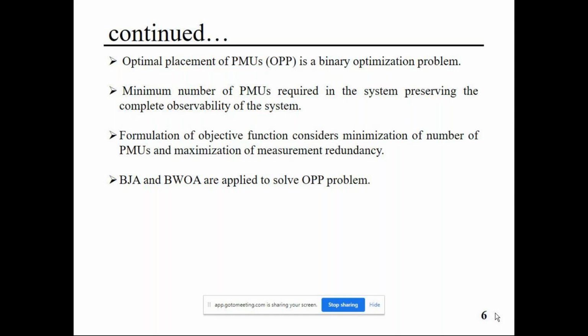Apart from the local states being available, if some remote states take a relevant participation for a decisive action to be made, you cannot take that state as a redundant state. Try to understand. So the minimum number of PMU required for preserving the complete observability and the maximization of the measurement redundancy.